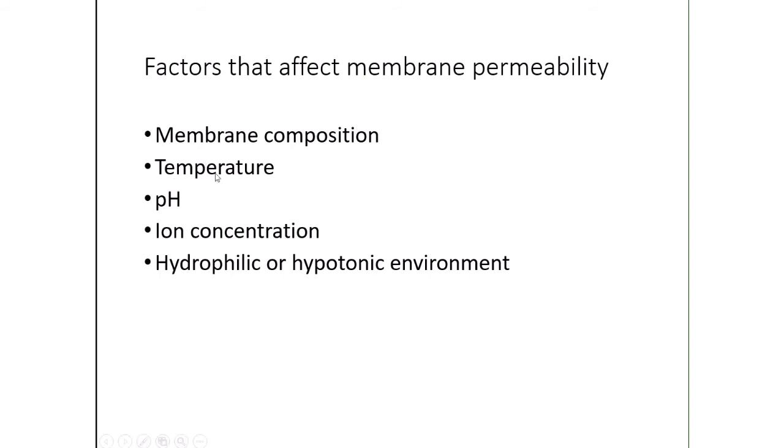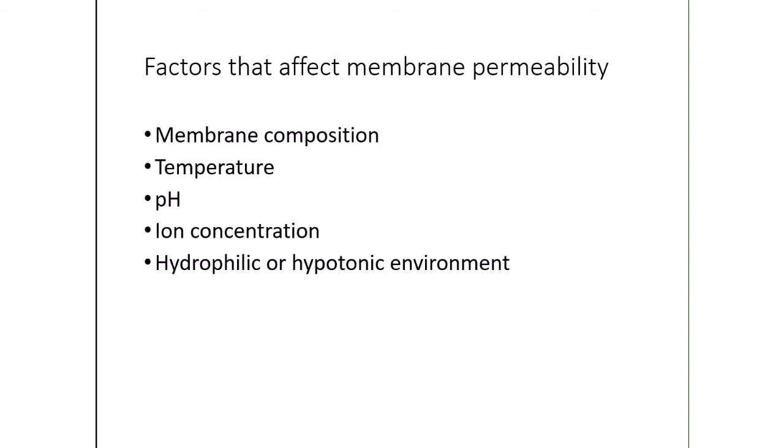Temperature will definitely affect it. If you increase the temperature, then the cell membrane tends to be more fluid, and then it's going to be more leaky. Changing the pH, changing the ion concentration will also affect the membrane permeability, depending on the kind of cell membrane we're talking about, right? So different cells have different cell membrane composition.